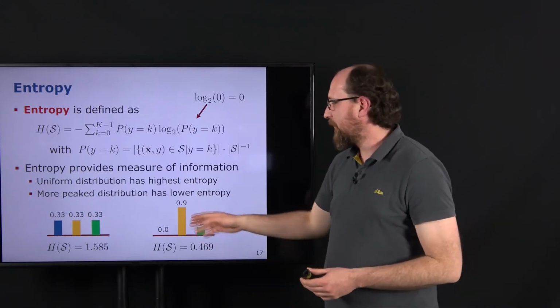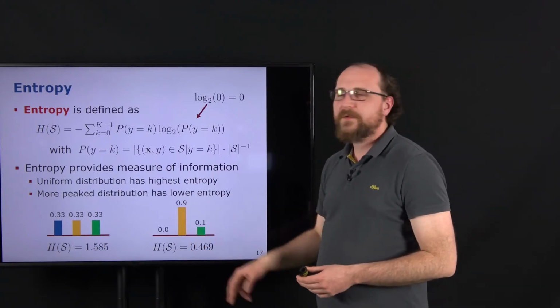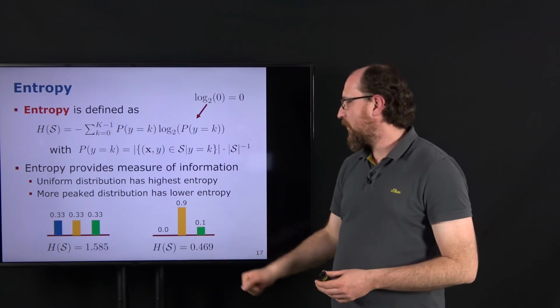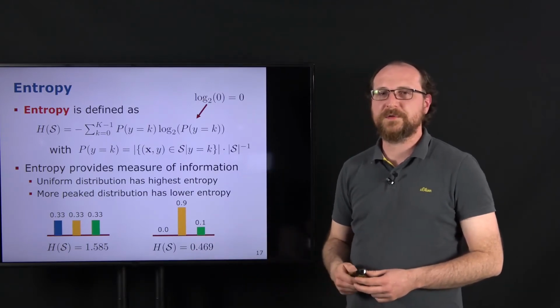But when you have this bag with this distribution, then you will figure out after a time that it's more likely to get the yellow balls out instead of the green. Therefore, the entropy is lower in this case.